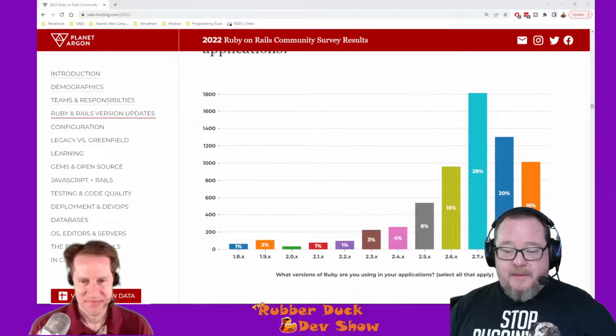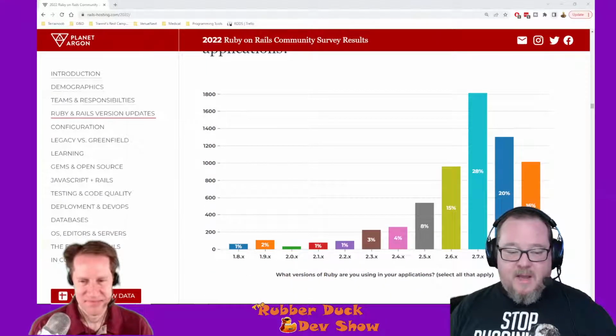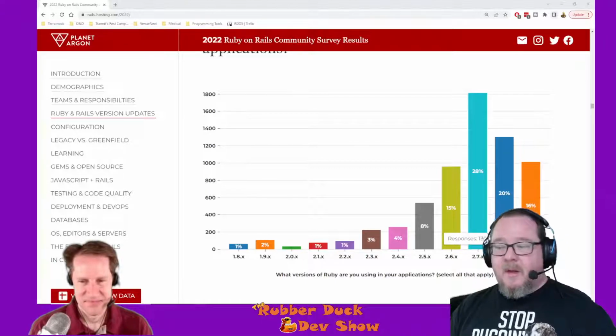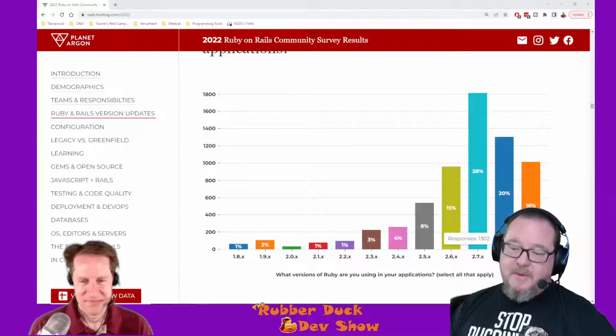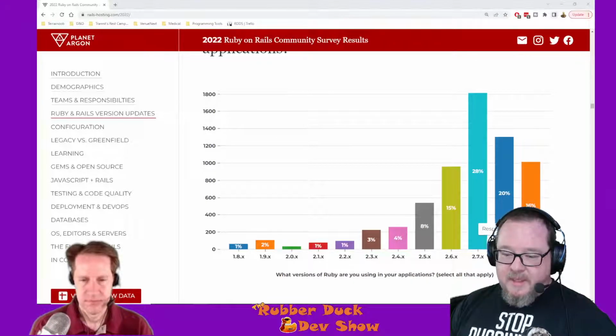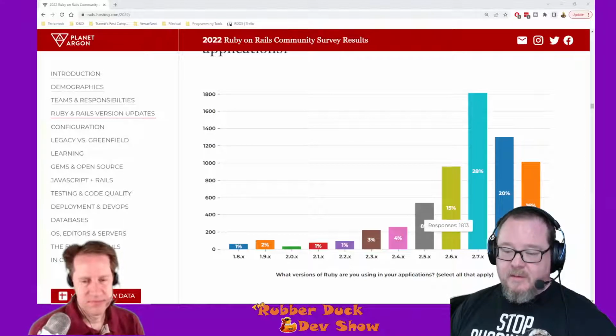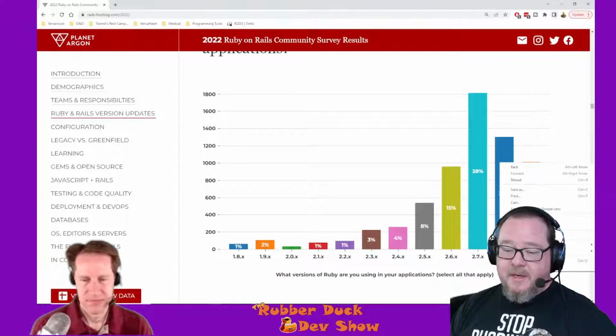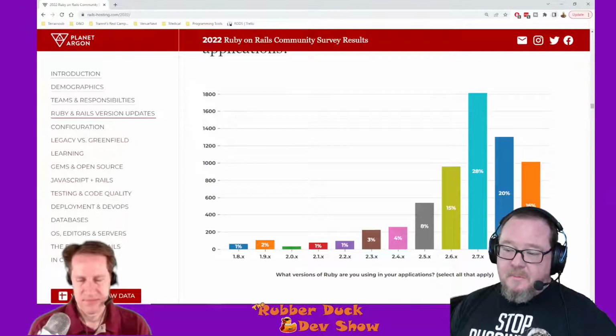Versions of Ruby. Again, not terribly surprised at this. 2.7 is the predominant one. A lot of people have had time to jump to 3, so this doesn't really surprise me. And we're on 2.7, about to be on 3. So, yeah.